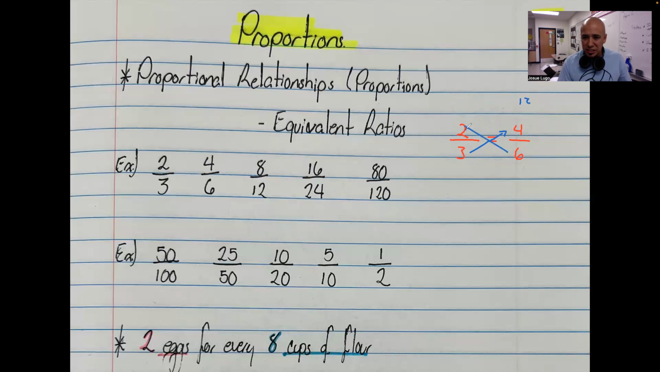And I multiplied 6 times 2, and look, that also gives me 12. So what that is telling me is that these 2 fractions are equivalent. And notice that I can do that with any two of these fractions.